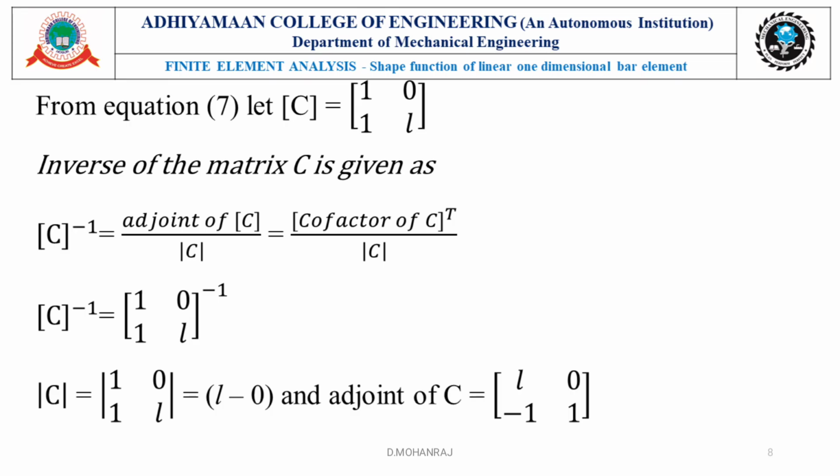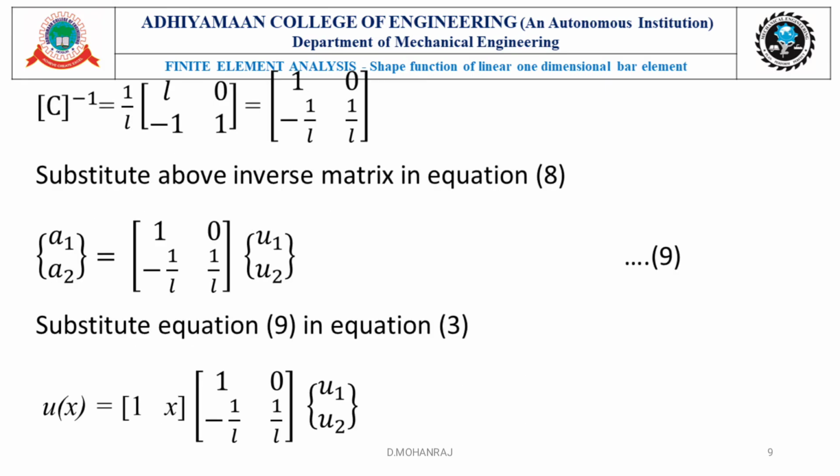Actually for a 2 cross 2 matrix we can write the adjoint by interchanging the leading diagonal elements and by changing the sign for the other two elements. So that is the simplest method to find out the adjoint. Next, the C inverse, that is the inverse of the matrix C, is written as 1 by modulus of C, which is given by 1 by L, since the modulus is L, and the adjoint matrix is [L 0; minus 1 1]. And I am going to divide all the 4 elements by L. So I am going to get [1 0; minus 1 by L, 1 by L].